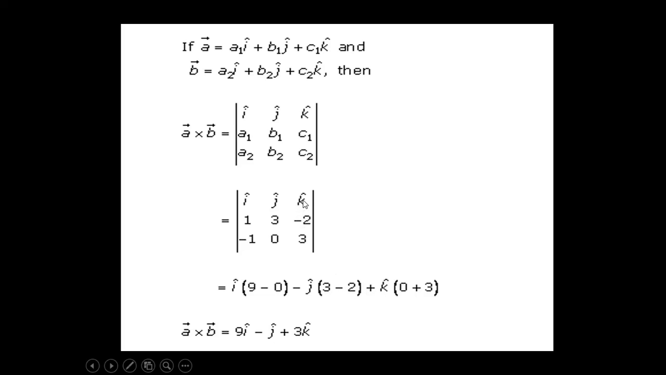Next, the third element becomes plus, plus k into bracket. See, block this column and this row, and you get 1 into 0, 0, minus 1 into 3, minus 3, so minus of minus plus 3. So the answer is A cross B equal to 9i minus j plus 3k. So this is how you have to understand how a determinant or matrix can be used in the cross product.